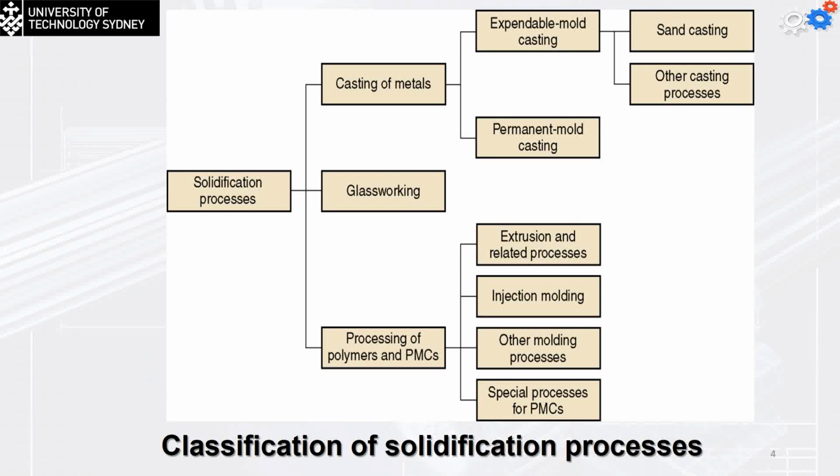So the solidification processes, once again, can be classified into casting of the metals, glass working, and the processing of the polymers and the phase change materials. The casting is going to work on the metal. Today we're going to cover the expendable mold, like the sand casting or the other related casting processes, and the permanent mold casting, like the die casting process.